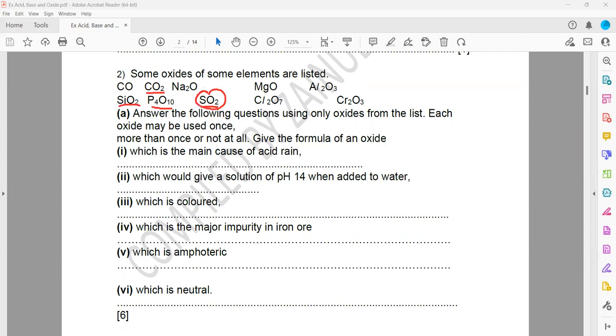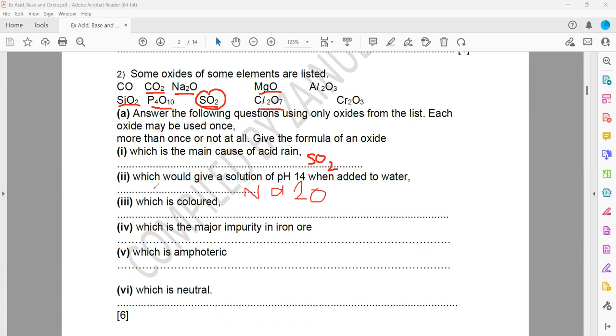But the major cause, sorry, is sulfur dioxide, SO2. You can also use screen annotation to answer. It's fine. If you know the answer, you can use screen annotation, which could give the solution with a pH 14. pH 14 means it should be a basic oxide, and group 1 metal oxides like this are basic oxides, sodium oxide, magnesium; even chlorine oxide is acidic.